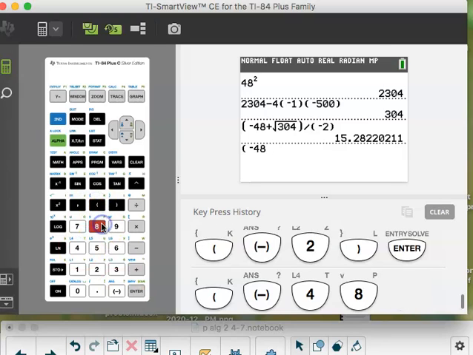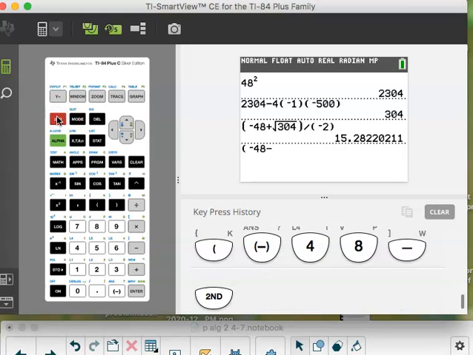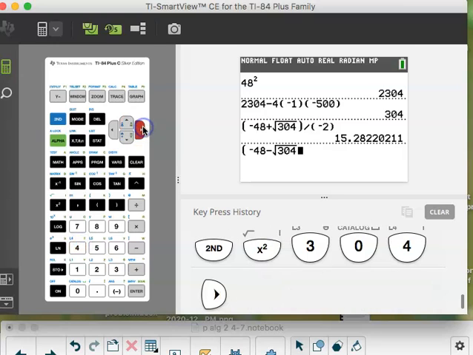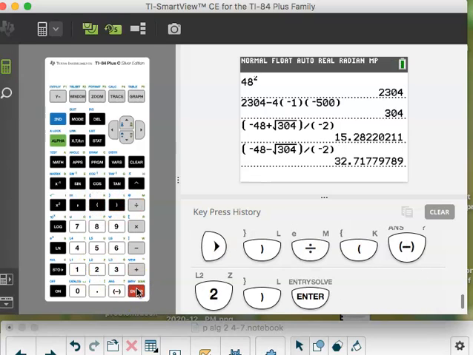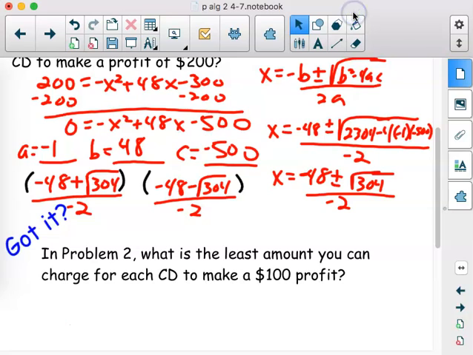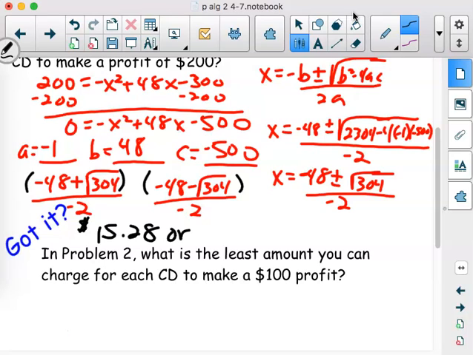negative 48 minus second square root, 304, pop it out, parentheses, divided by parentheses, negative 2, parentheses. $32.72. Well, that's a lot of money for CDs. So $15.28 or $32.72.